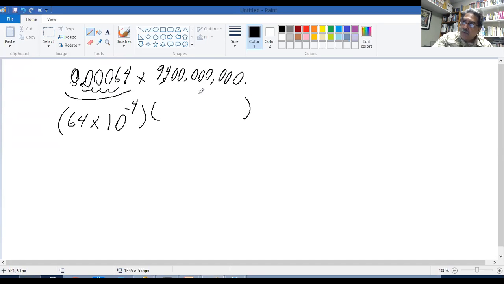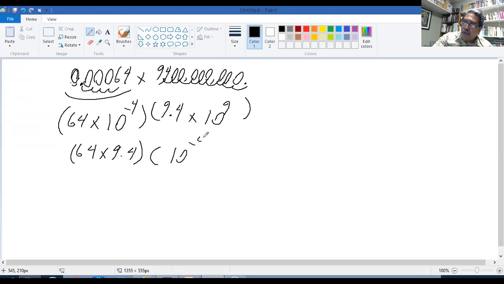this number. Now I want to move this decimal here. I want to move it to this point. So I'm moving it 1, 2, 3, 4, 5, 6, 7, 8, and 9. Okay? So this is what you have. Again, do the regrouping. 64 times 9.4, 10 to the power of -4 times 10 to the power of 9.